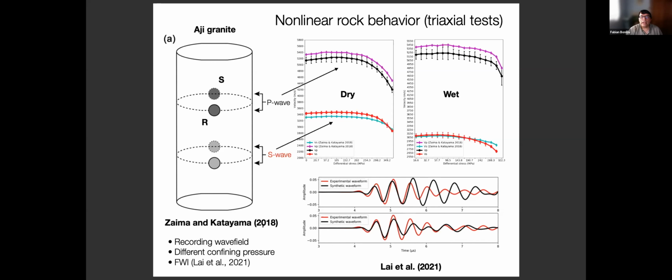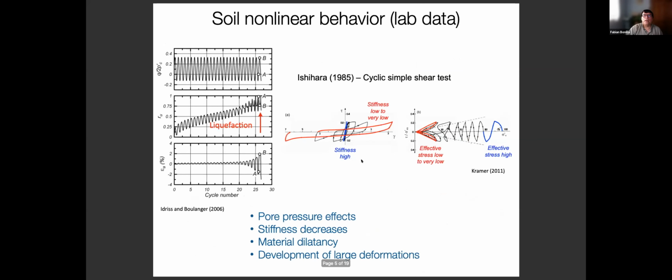We looked at this data and did a full waveform inversion on it, and by doing that we obtained relatively similar results. However, something very interesting, which I'm not going to show here, is that we also obtained the damping of the medium, and what we observe is that the damping increases as the deformation or the damage in the sample increases. And then you are probably more familiar with soil nonlinear behavior from the laboratory as well.